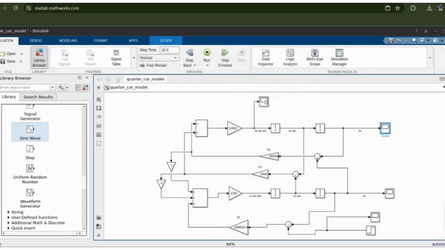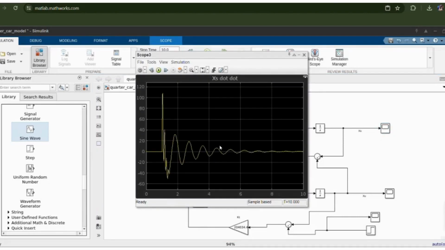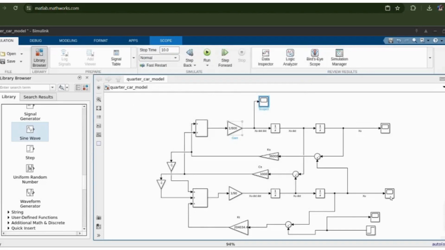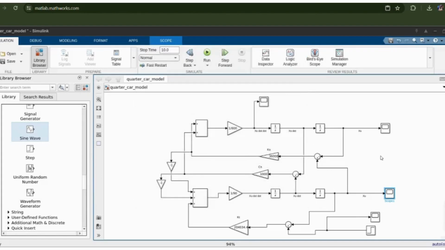And here we can see the acceleration value as well. And this is the response at the unsprung mass. So this was all about the quarter car model.